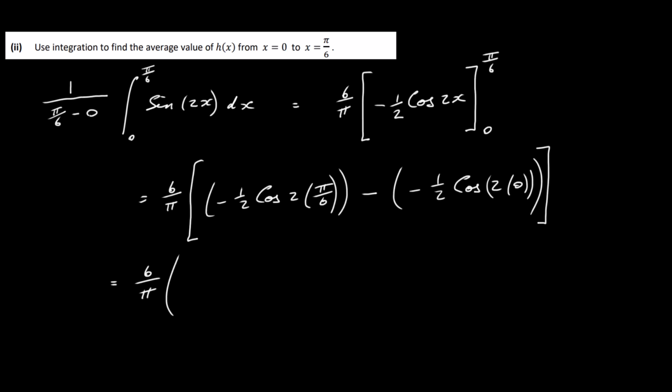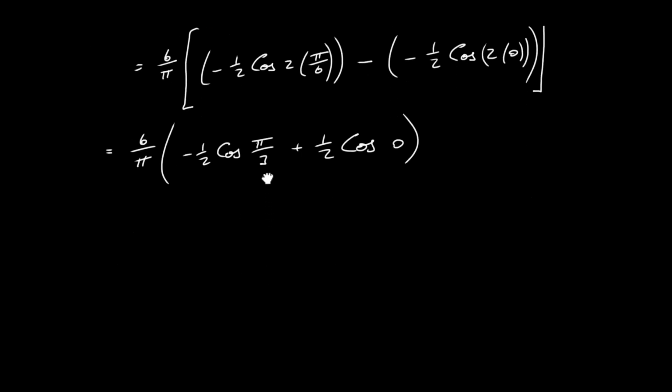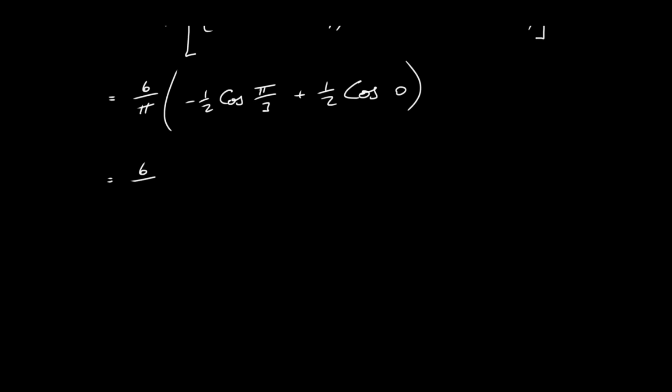Let's just simplify all of this in the brackets here. So we have minus a half cos, well, 2 times pi over 6 is just pi over 3. Then we have minus minus, which is plus half cos of 0. We have 6 over pi. So we have minus a half times, well, cos of pi over 3. Cos of pi over 3 is a half. And then we have plus a half. The cos of 0 is just 1. We have 6 over pi.